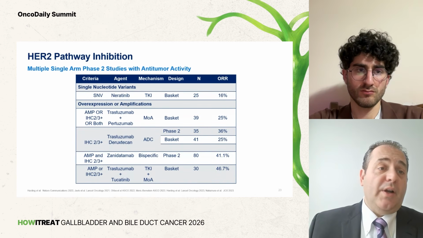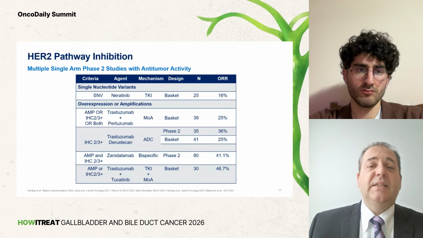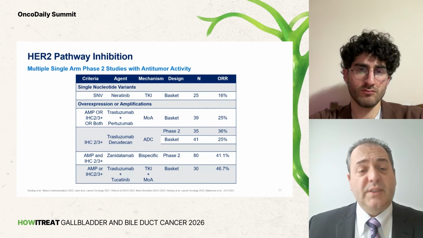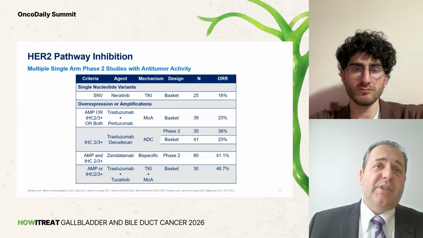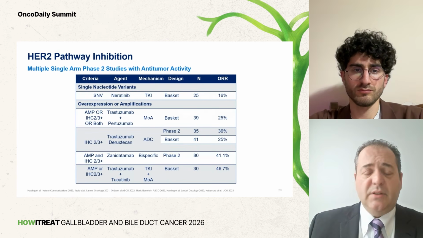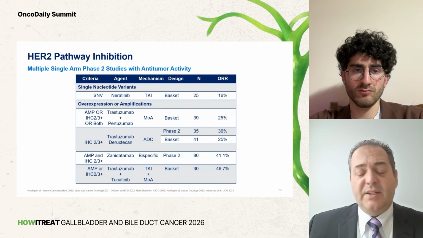So don't have time to go through all of the studies, but for your reference, there are a number of HER2-targeted phase 2s or baskets that have been conducted with variable response rates. Really, the summary, the activity appears to be in the IHC3+. We don't understand as well the IHC2+ population. Work is ongoing there. And single nucleotide variants have response rates to TKIs and other HER2-targeted therapies, but this is still an area of clarity that needs to be defined.